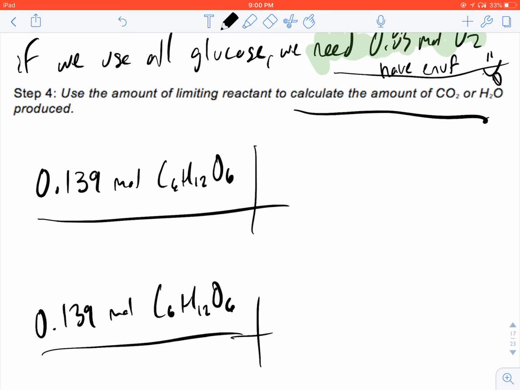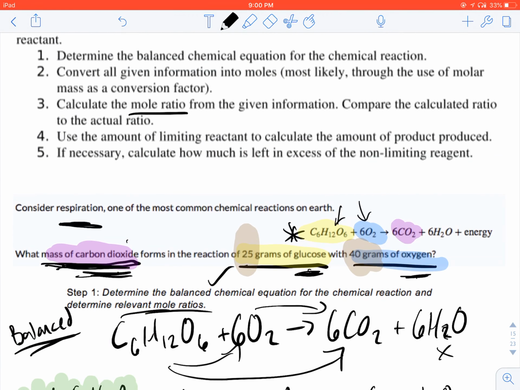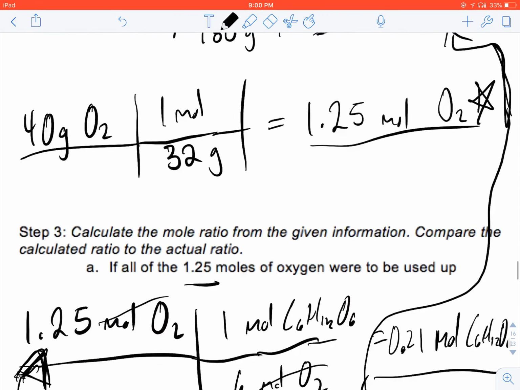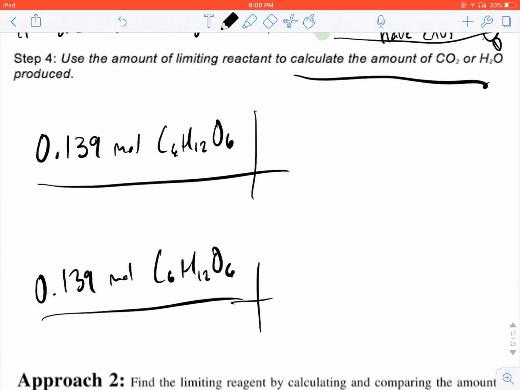Now, if I remember correctly, the question actually only asks for the mass of carbon dioxide. So I'm just going to do one line here. I'm just going to pretend that it doesn't say H2O, because remember, we said we're ignoring H2O. I don't need it. Water. I don't need it.